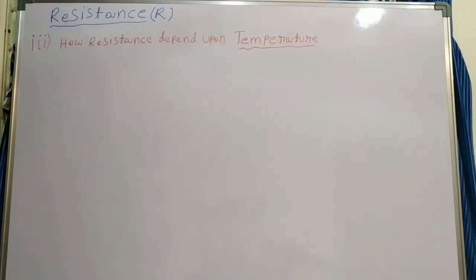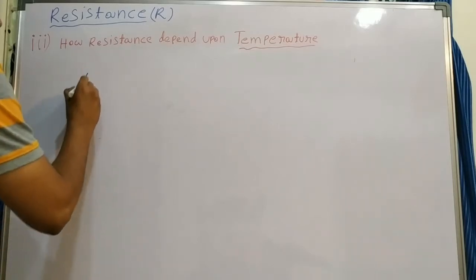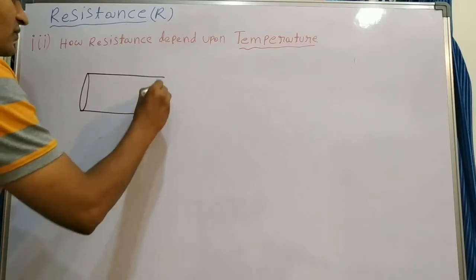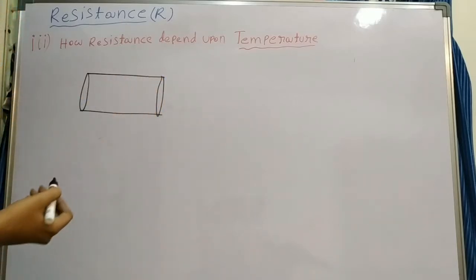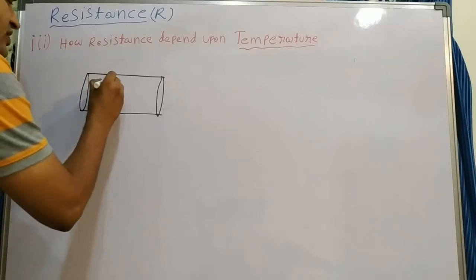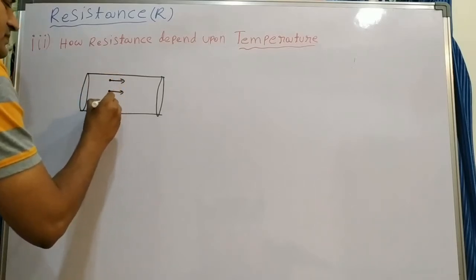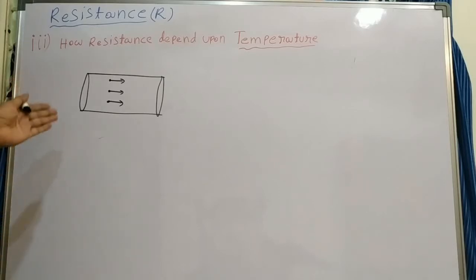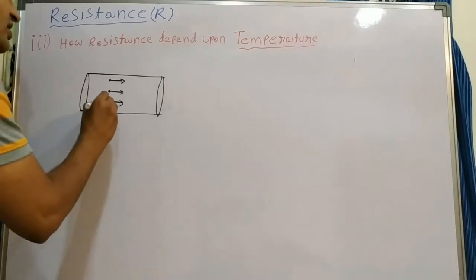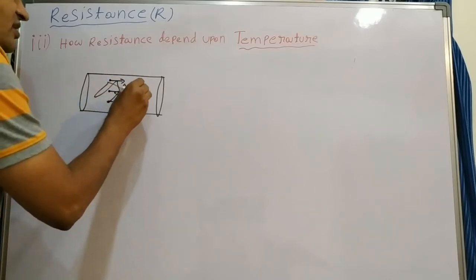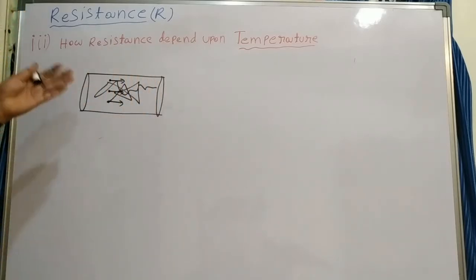Also the third case, how resistance depends upon temperature. Suppose you take a conductor with some current flowing from one end to the other end. Current flow is nothing but flow of charges. Suppose electrons are moving like this. When an electron moves from one end to the other, it may collide with atoms or other electrons because of random motion. So it may undergo a number of collisions inside the conductor before finally coming outside. Due to these collisions only, the conductor offers some resistance, which is what we call electrical resistance.